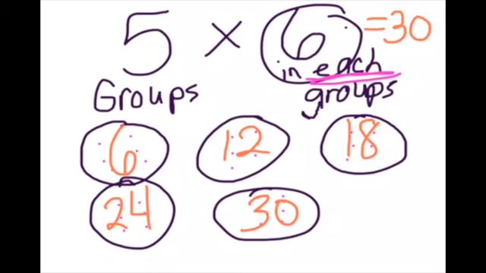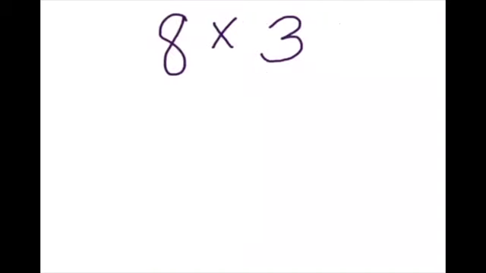Let's try one more together because this is the equal groups strategy, and I want you to try this one all out on your own. So this is the last problem for today, and I want you to try this problem out on your own. So whether you're at home or at school, I want you to pause the video, and I want you to try this problem on your own. Remember what 8 times 3 means. How many groups am I going to have? And then how many in each group am I going to have? Okay, I want you to pause it and try it.